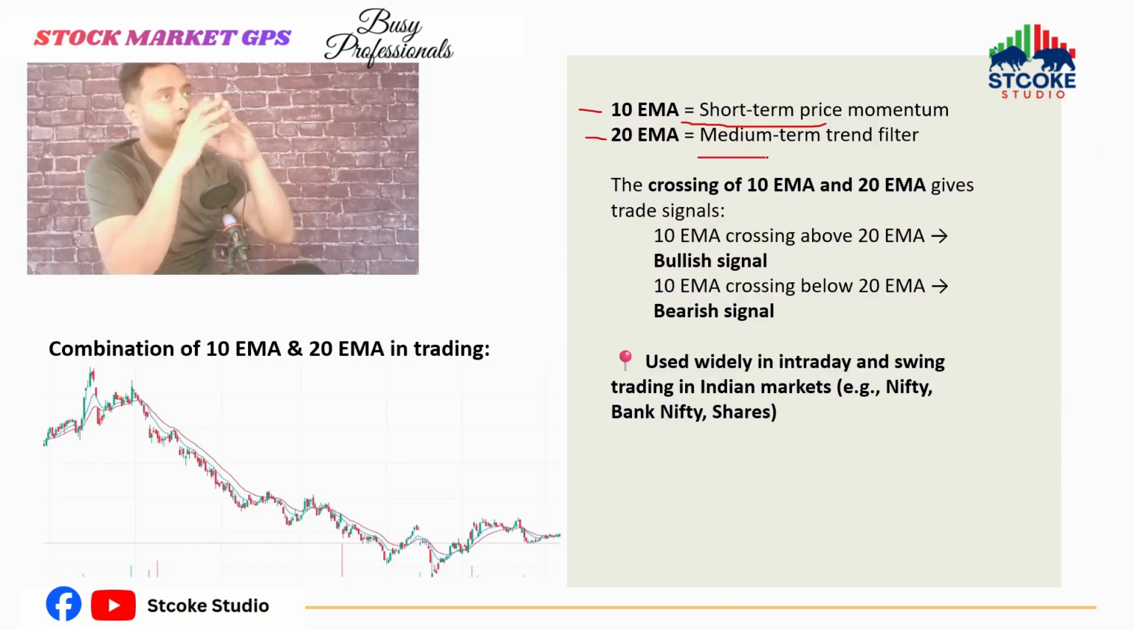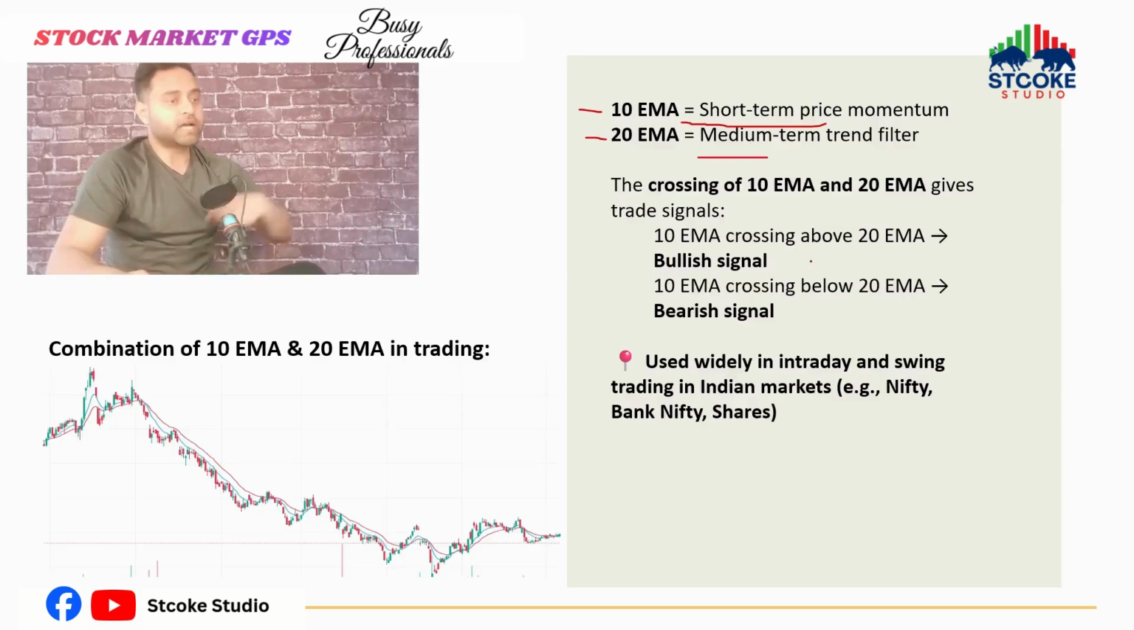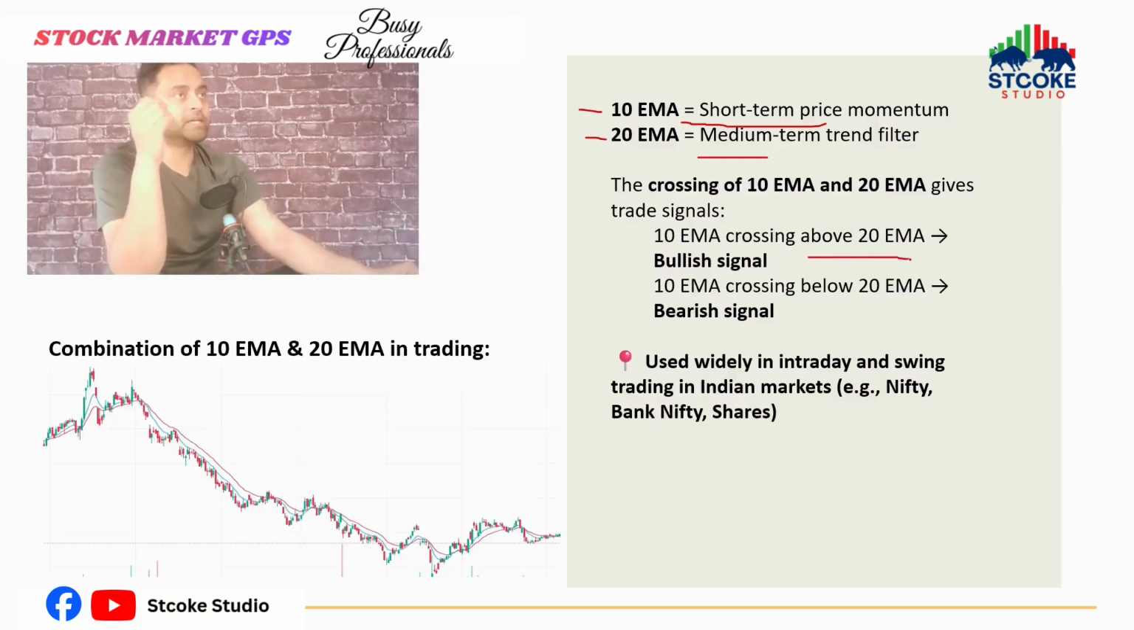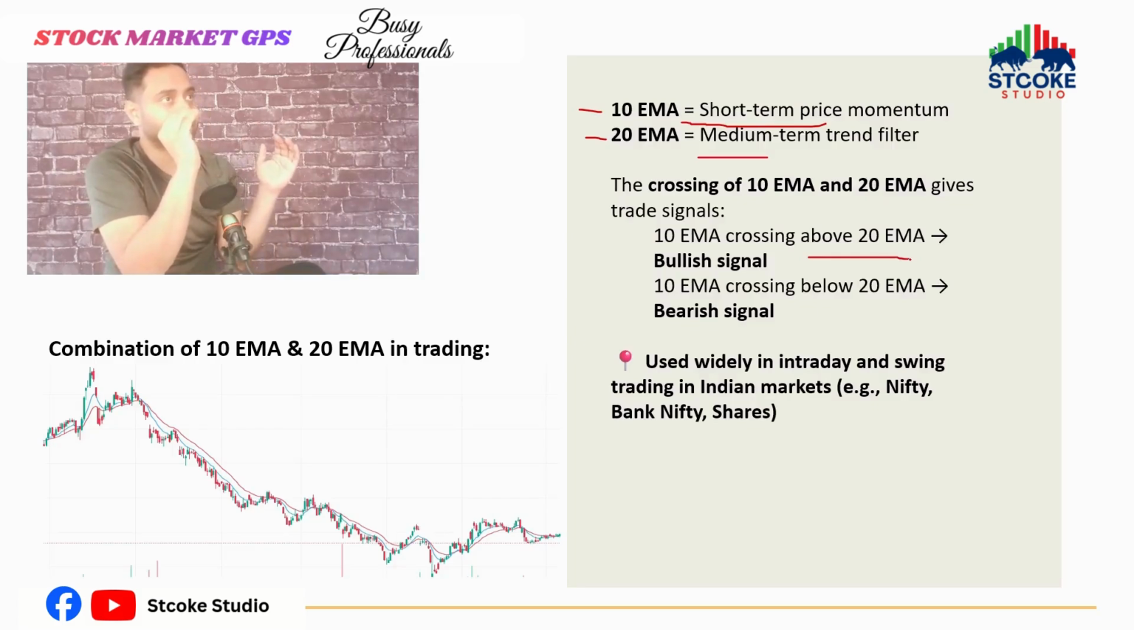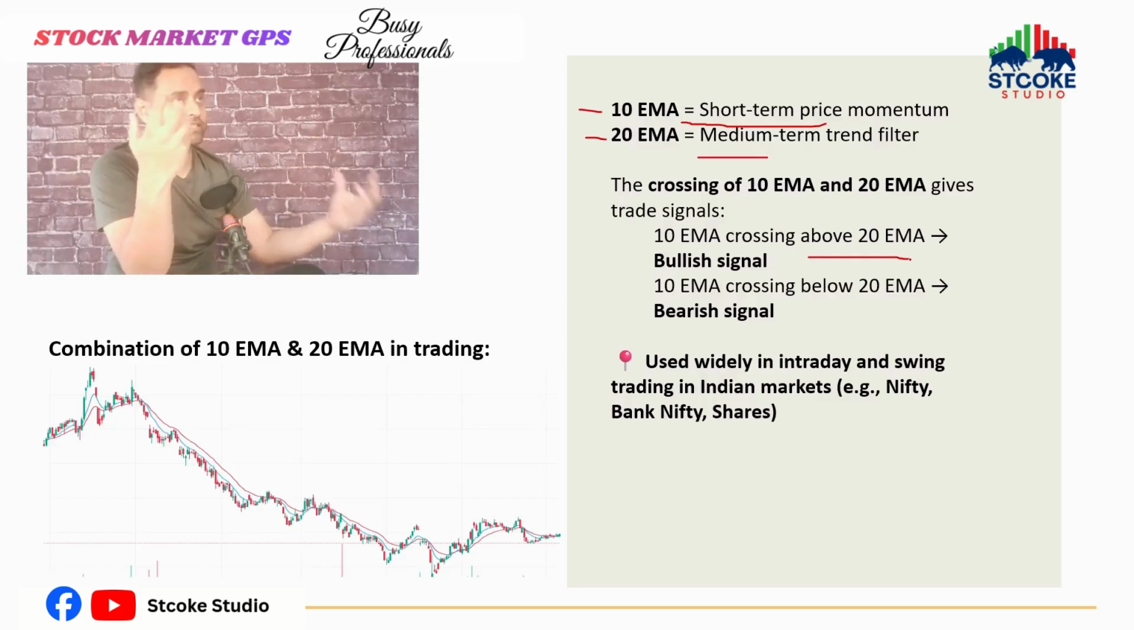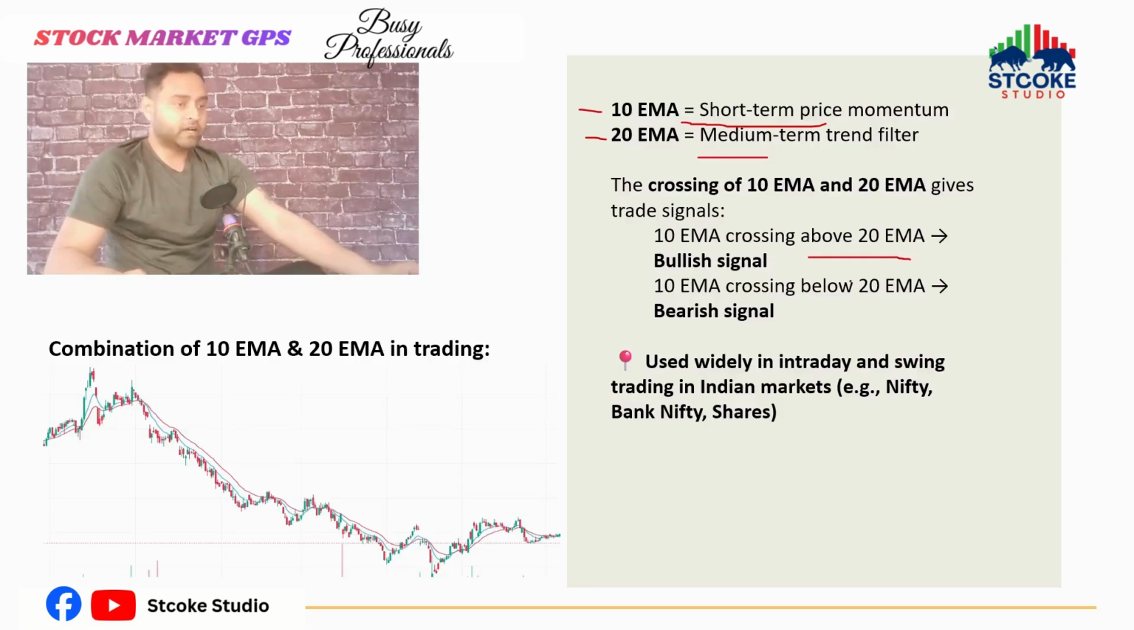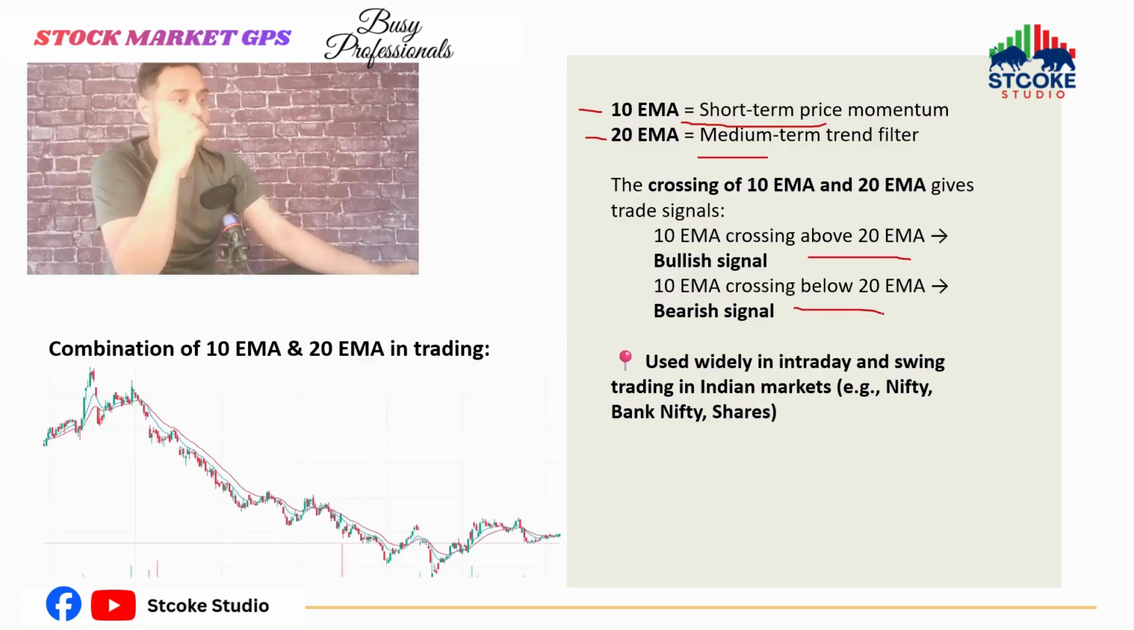So if a 10 EMA crosses above 20 EMA, which basically means the shorter time frame is more bullish than the longer time frame, it tells you that price has now started moving upwards in the near term, right? Within the last 10 candles compared to the last 20 candles. The same is true on the reverse side. When the 10 EMA is crossing below 20 EMA, it basically says that the near term trend is weaker or negative compared to the longer term 20 period horizon. Okay, so that is a bearish signal.